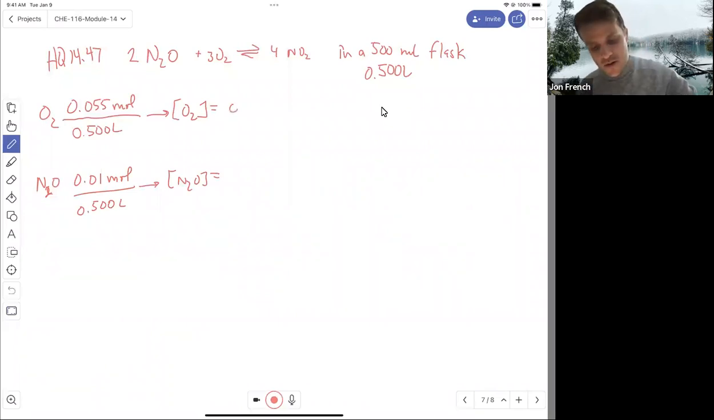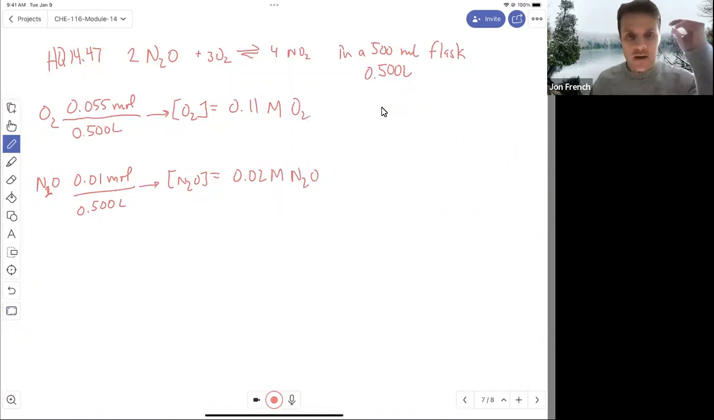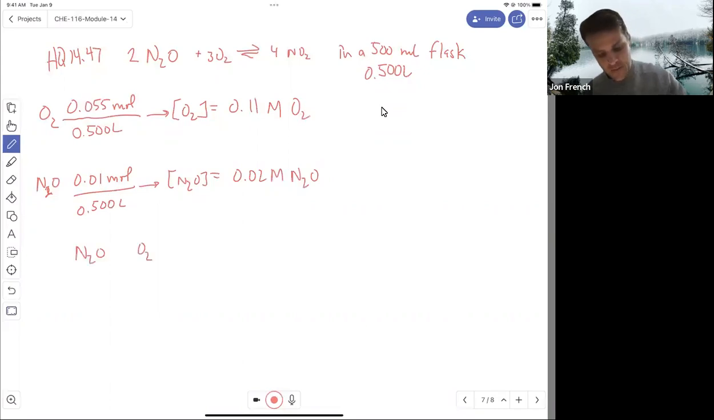Yeah, 0.11 molar oxygen, and then 0.02 molar nitrous oxide. And then they also tell us the equilibrium concentration of nitrogen dioxide was 0.01 molar, right? What is the value of Kc for this reaction? So we know our initial concentrations. So N2O, oxygen, NO2, my initial, my change, my equilibrium.